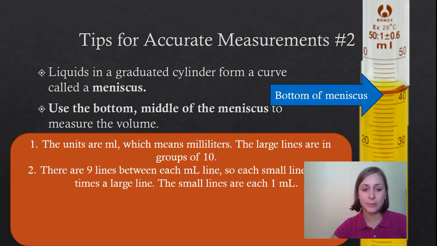There are 9 small lines between each milliliter line. So each small line is 0.1 times the large line. Remember, the large lines were in groups of 10 milliliters, right? 40, 30, 50. So the small lines will be 0.01 times 10. That means they're each 1 milliliter. So 41, 42, 43 would be those small lines.